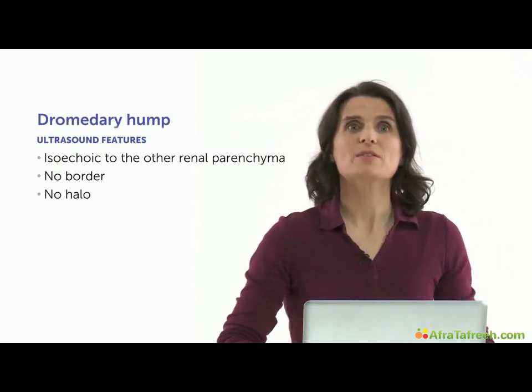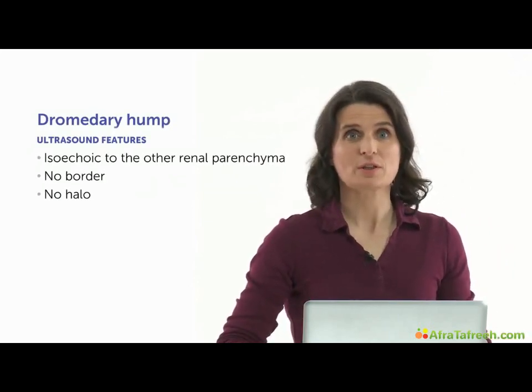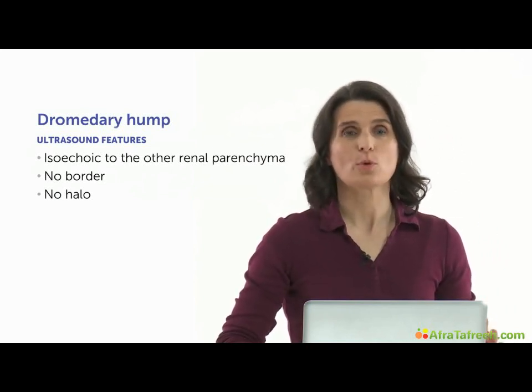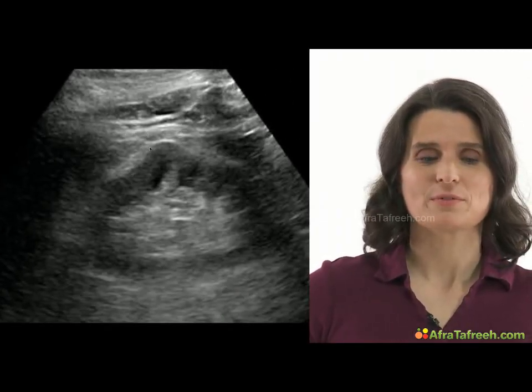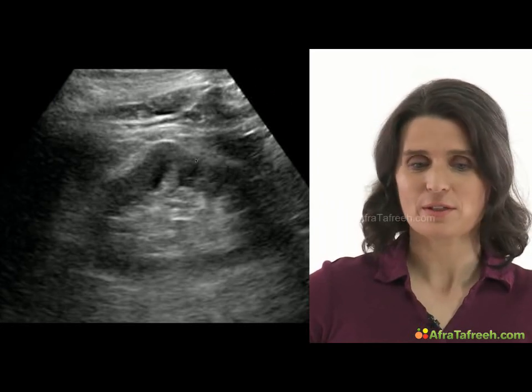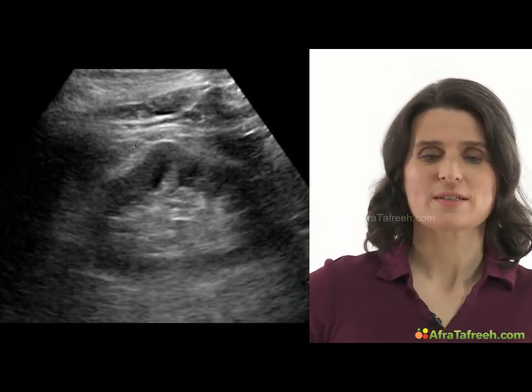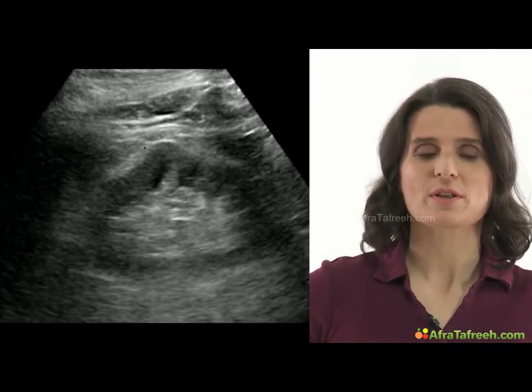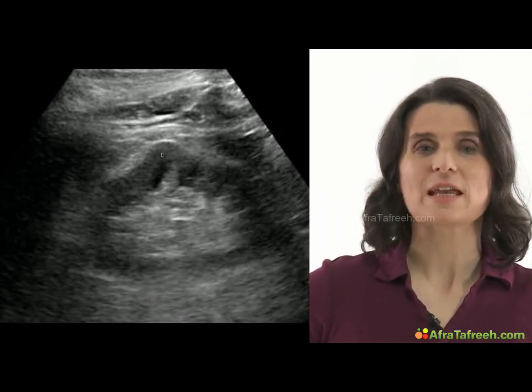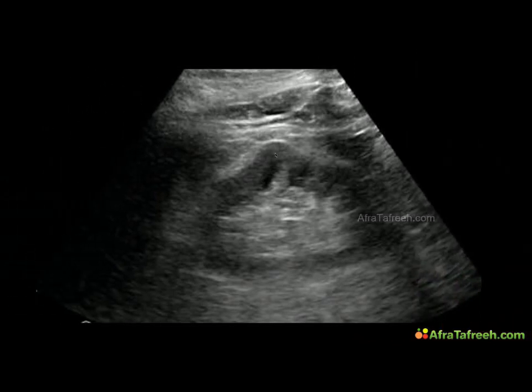The dromedary hump is completely isoechoic to other renal parenchyma. There's no border, no halo. It really resembles the normal parenchymal tissue. In this picture, we can see a dromedary hump of the kidney, of the left kidney, of course, and we can see it's isoechoic to the renal parenchyma. There's no borders, and it's just the same structure as the renal parenchyma.